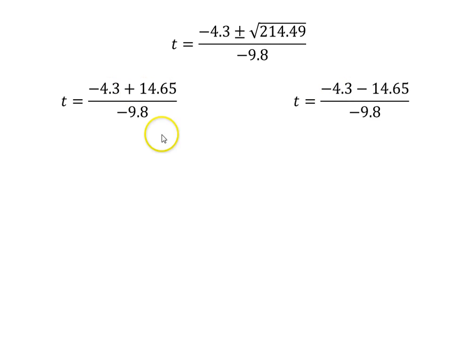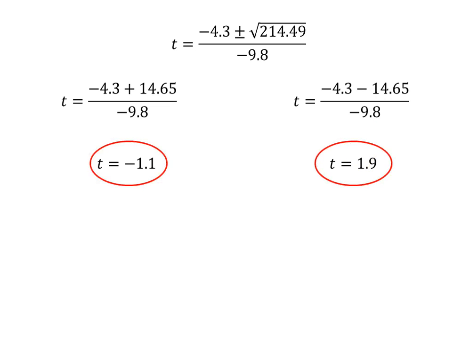Now we're just going to evaluate. Simplify what's on the top and divide it by negative 9.8, and we're going to get negative 1.1. So t could be negative 1.1. Simplifying what's over here, negative 4.3 minus 14.65, divided by negative 9.8, and we get 1.9. So t could also be 1.9. So our answers for this quadratic equation are negative 1.1 and also 1.9. And let's think about what do those things mean. Those were seconds. So negative 1.1 seconds, 1.9 seconds.